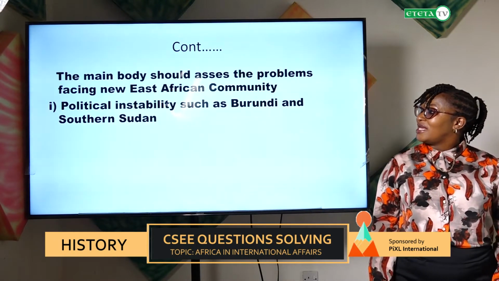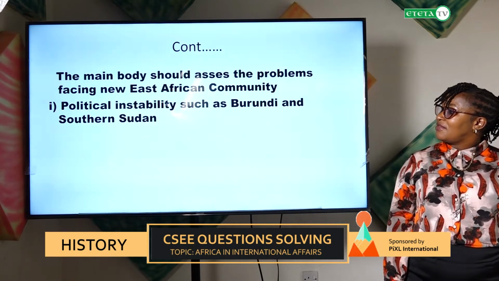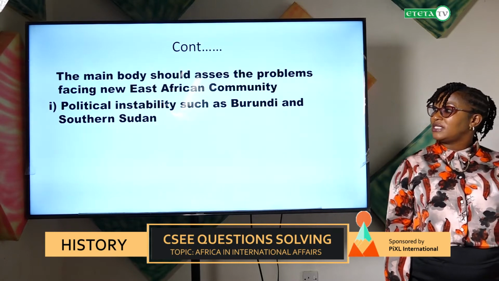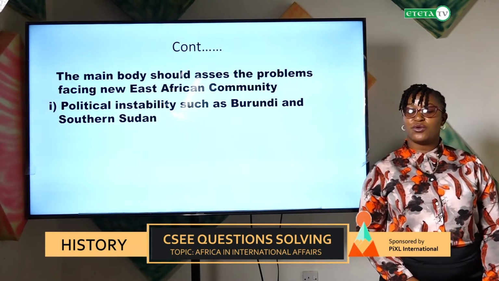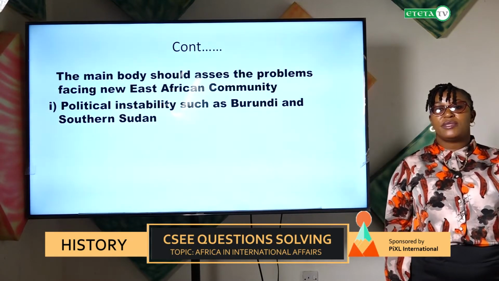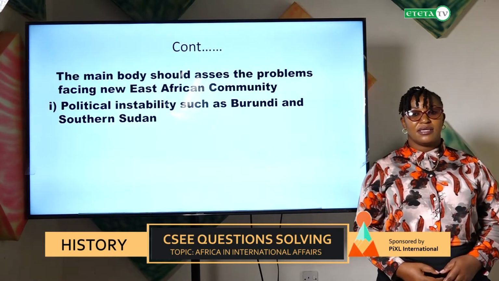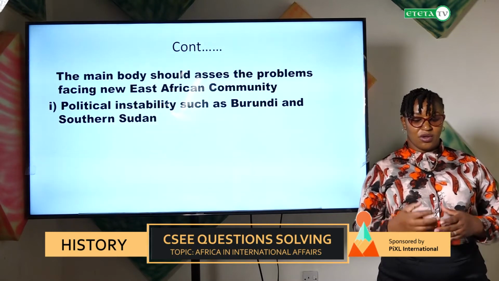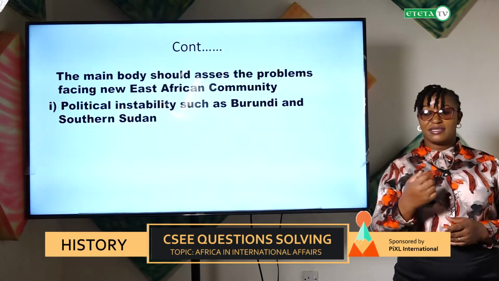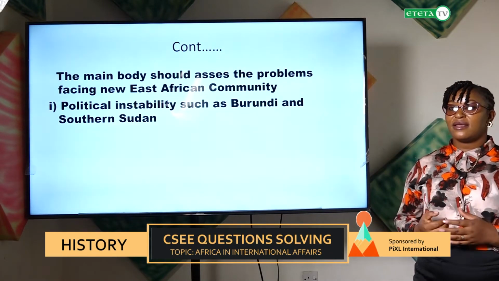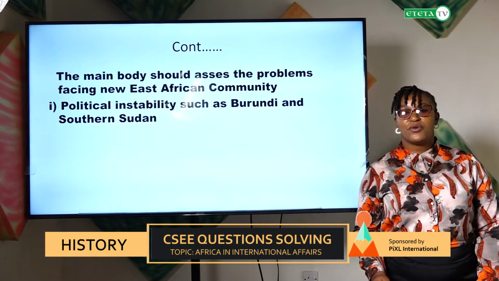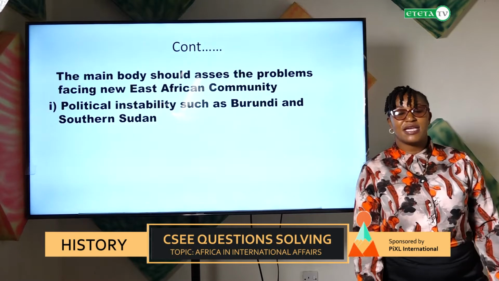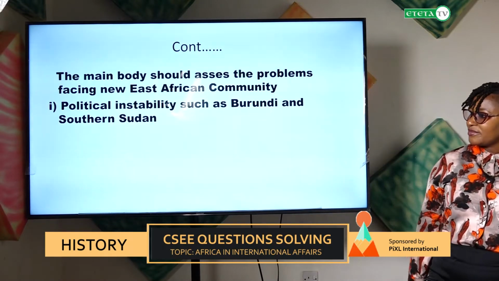The main body should assess the problems facing the new East African community. As we said, this new East African community was formed in 2000 up to date. So up to this time we are discussing this, we are still existing in this new East African community. Now let's see what are the problems facing this new East African community.